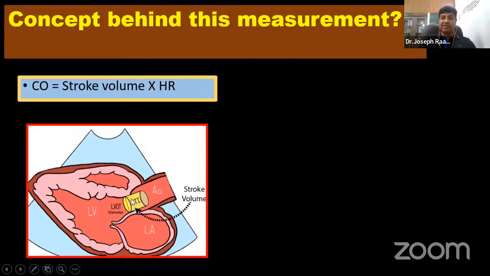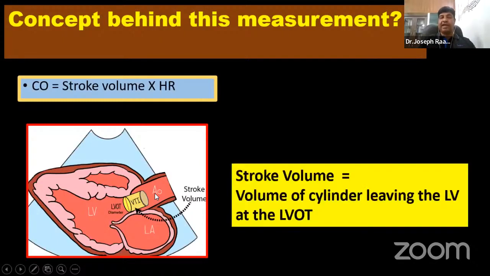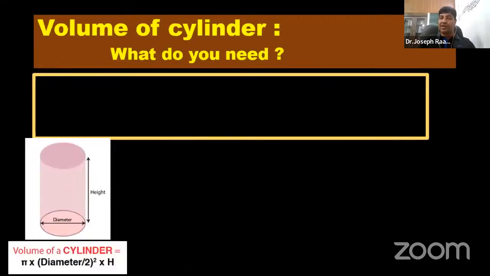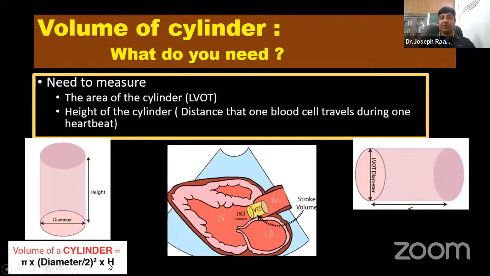So assume that this is something like a cylinder. If you calculate the area and also the length, the time taken for the blood to get ejected, if you know these two parameters, then you can calculate the volume of the cylinder, which is equivalent to the stroke volume. Volume of the cylinder is equivalent to the amount of blood that is coming out of this. So the volume of the cylinder is pi r squared multiplied by the height. Here, instead of the cylinder lying like this, this becomes the height.